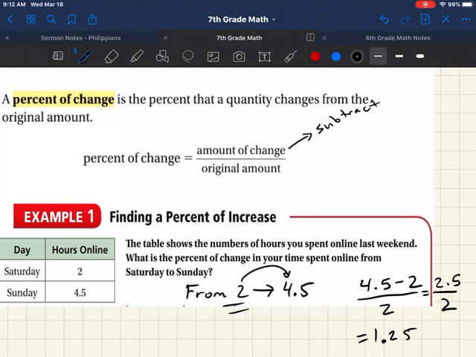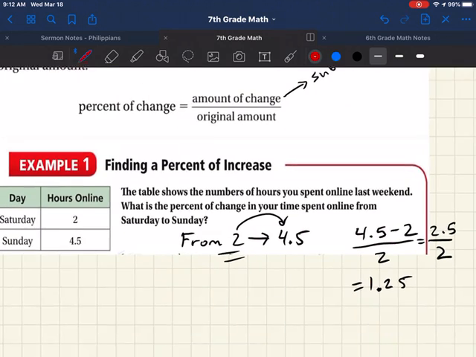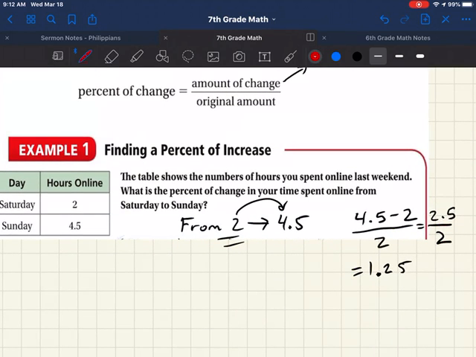We went from 2 to 4.5. That is much bigger than a 1.25% increase, and we'll talk about that in a minute. So this is a decimal, and now we need to convert this number to a percent. We do that by multiplying it by 100, so the decimal moves and what we get is 125%, and it's an increase.